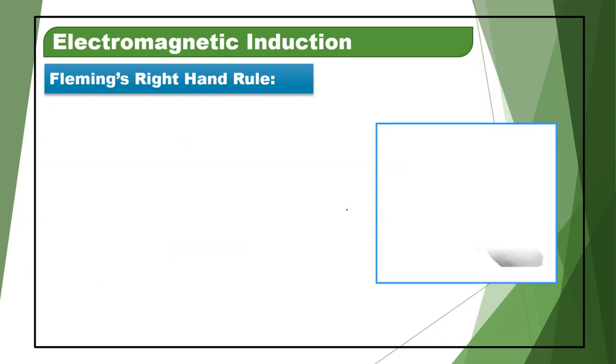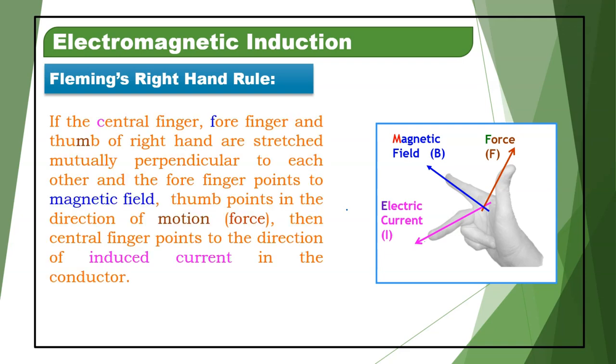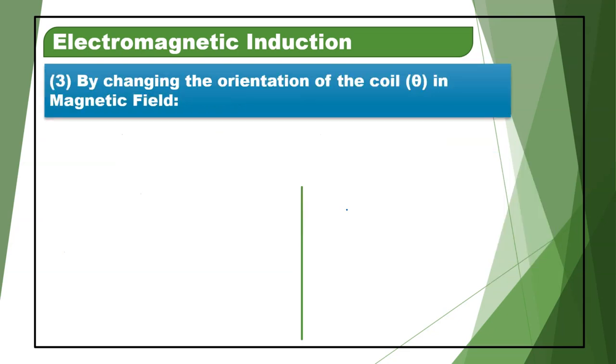Fleming's right-hand rule. If I take a right hand, the index finger shows the direction of the magnetic field, the thumb shows the direction of force, and the middle finger shows the direction of current. That means if the central finger, the force finger, and the thumb of the right hand are stretched mutually perpendicular to each other, the index finger points in the direction of the magnetic field, the thumb points in the direction of motion, that is the force, and then the central finger points in the direction of induced current in the conductor.